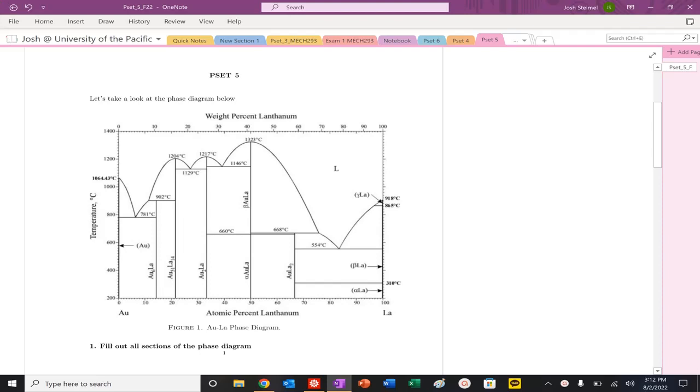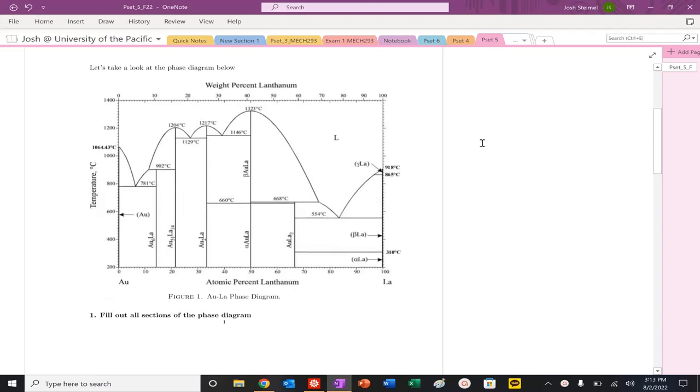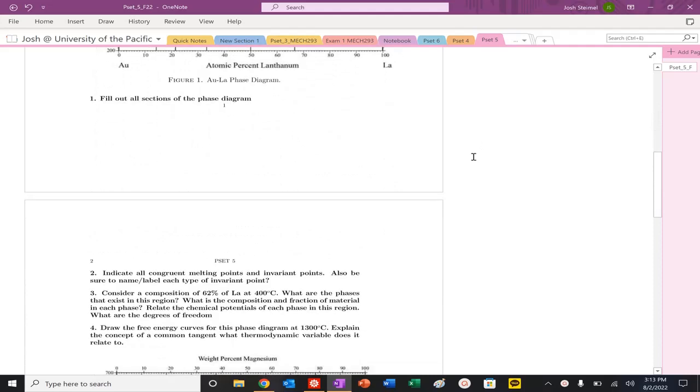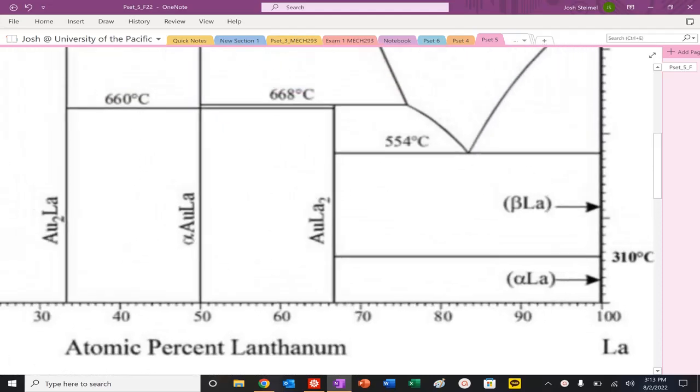Hi everyone, we are back and let's go ahead and look at Pset 5 solutions. Fill out all the sections of the phase diagram, indicate congruent lengths. Alright, so let's just go ahead and fill out the phases first. Let's take it one question at a time.